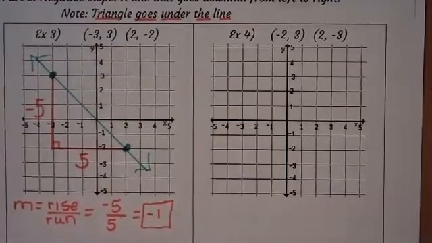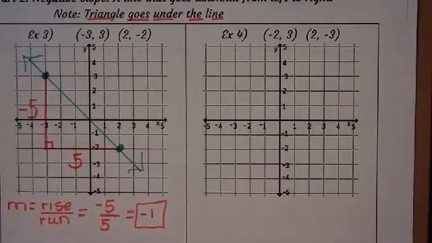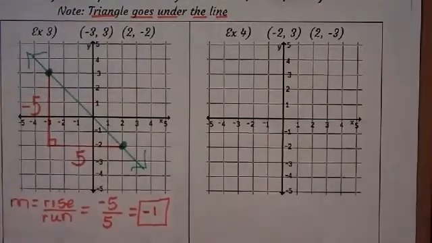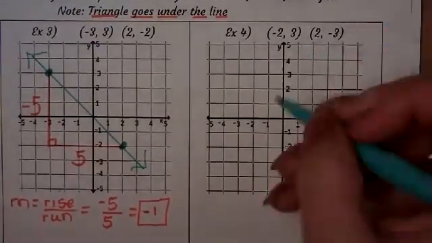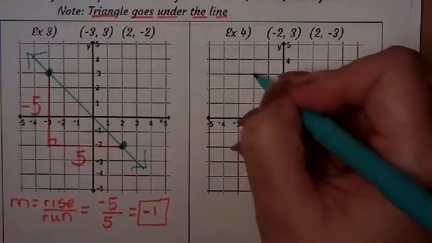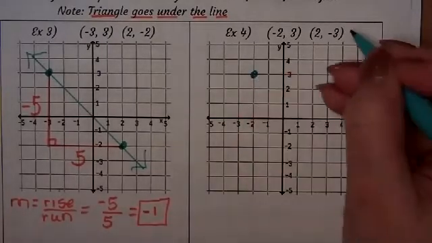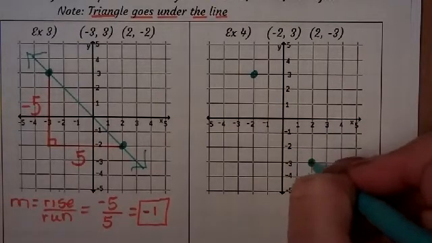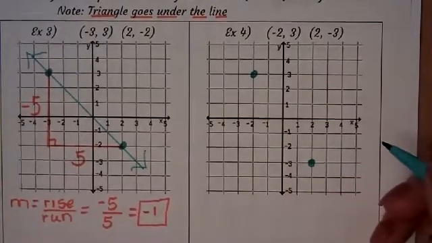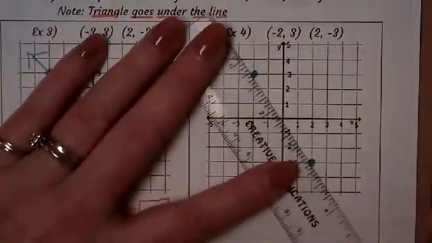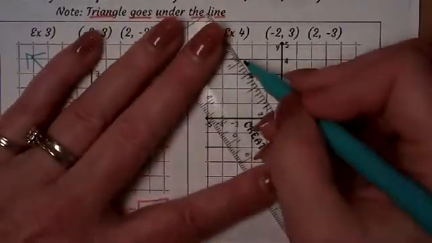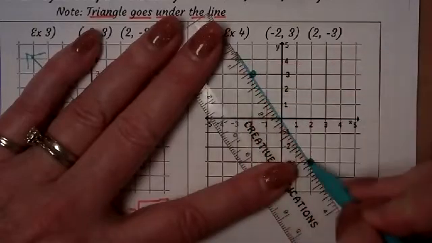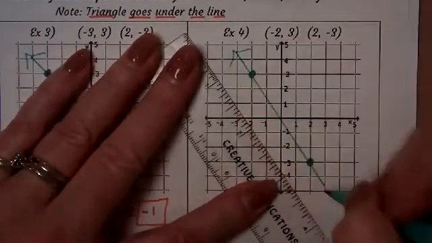Now, let's look at example 4. Same situation, just different numbers. So let's go ahead and graph our line. We've got negative 2, 3, so negative 2, 1, 2, 3 right here. And 2, negative 3, 1, 2, 3 right there. And let's lay down our ruler. And let's connect our dots.